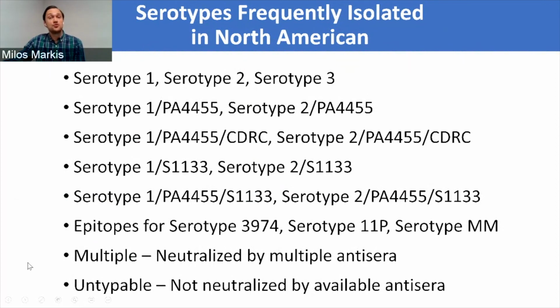There are viruses that are neutralized by multiple anti-sera and don't belong to any particular sera group, so we call those isolates multiple. And then there are viruses that are not neutralized by the available anti-sera, and we call those untypable.